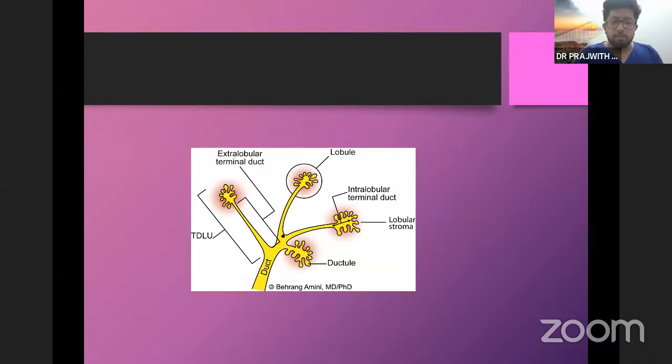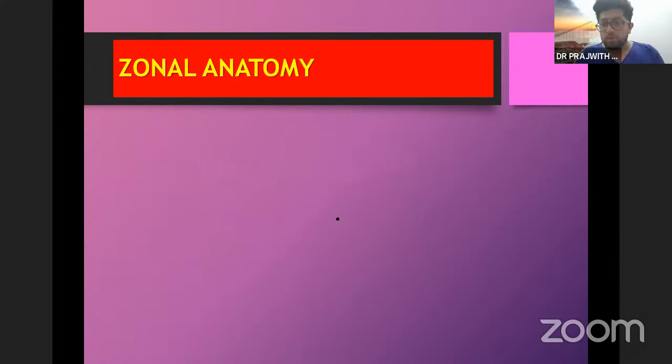The main unit here is the terminal duct lobular unit. There will be lobules connected to the terminal duct, which will have a branching pattern. This branching pattern is what we normally see in the terminal duct lobular unit. So that's what we have to understand.